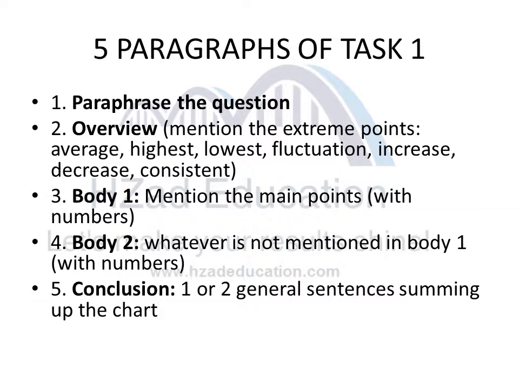Numbers come in the next paragraph that we call body 1. In body 1, you're going to start to describe all the changes happening, and now you're going to describe them with numbers. So you're going to say, okay, this was 10%, 20%, 5 centimeter, whatever. You're going to use numbers and describe the changes.